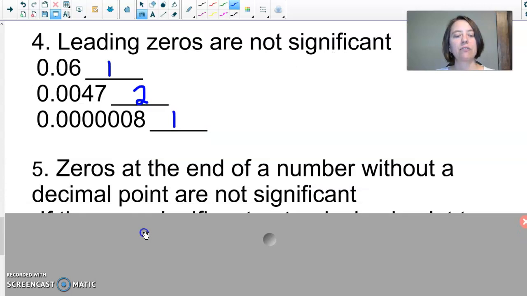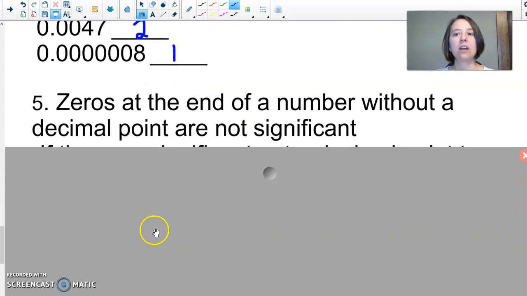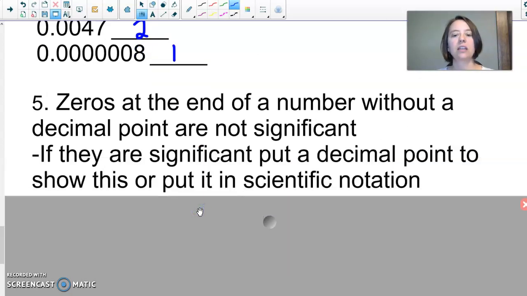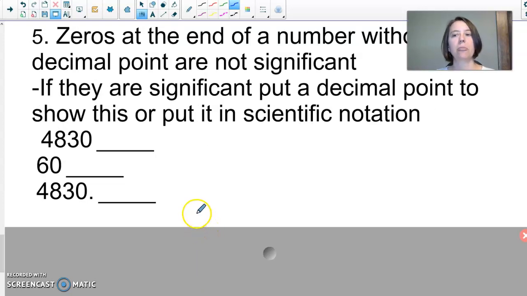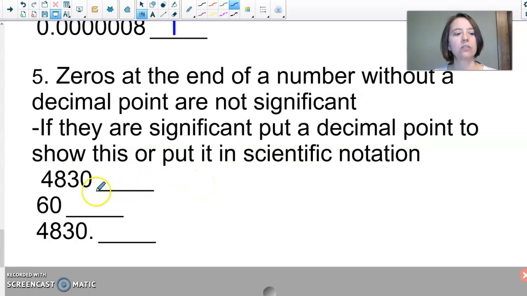Rule number 5. Zeros at the end of a number without a decimal point are not significant. If they are significant, put a decimal point to show this or put your number in scientific notation. So take a minute to write that down, and then let's look at this one. 4,830. Well, 1, 2, 3 get to count, but then the 0 is always the hard one. So this 0 is at the end of a number and there's no decimal point, so it does not count. So I only have 3 significant figures here.